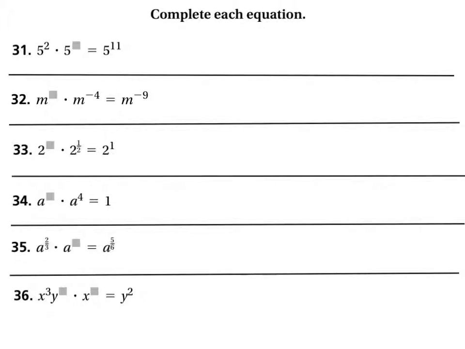So 2 plus x equals 11, right? We know that to be true, and then what we need to do is solve for x. So we just subtract 2, and you find that x is equal to 9. Okay, so 5 squared times 5 to the 9th will equal 5 to the 11th.